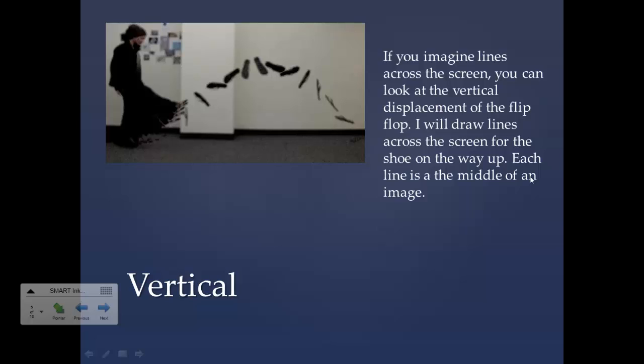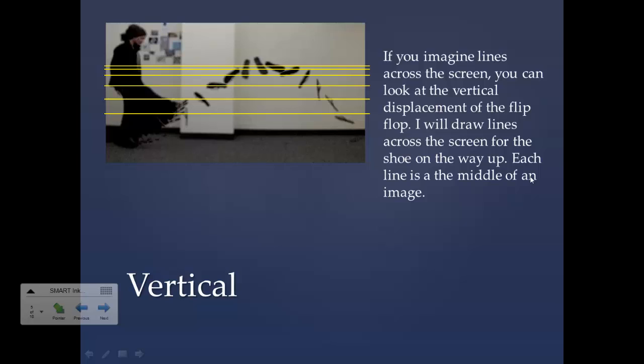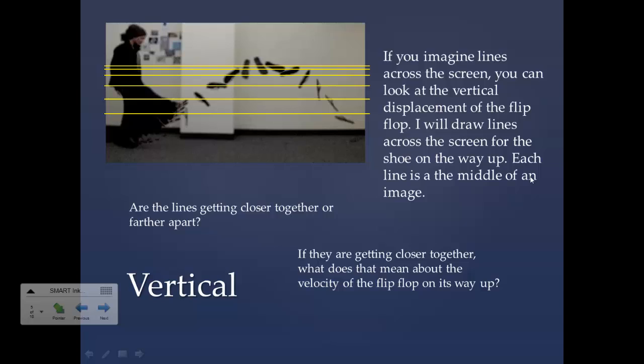In the vertical direction, if you imagine lines across the screen, you can look at the vertical displacement of the flip-flop. I'll draw the lines across the screen for the shoe on the way up. Each line is in the middle of an image. Do you think these lines are getting closer together or farther apart? If they're getting closer together, what does that mean about the velocity of the flip-flop on its way up?